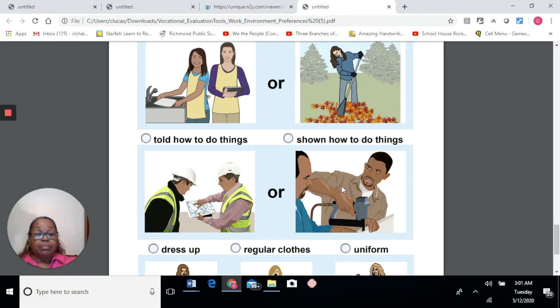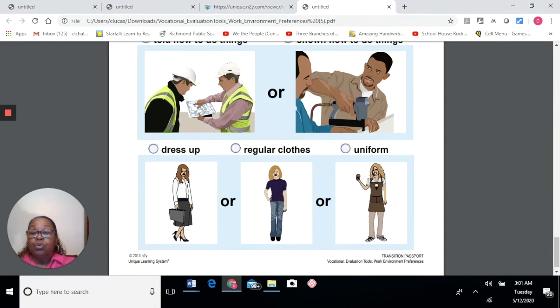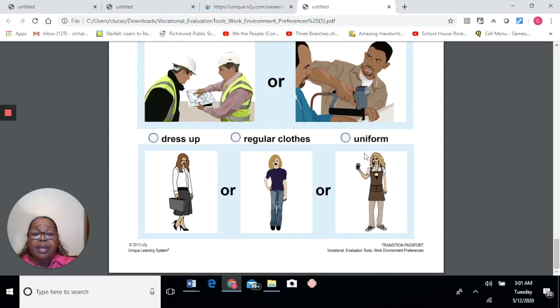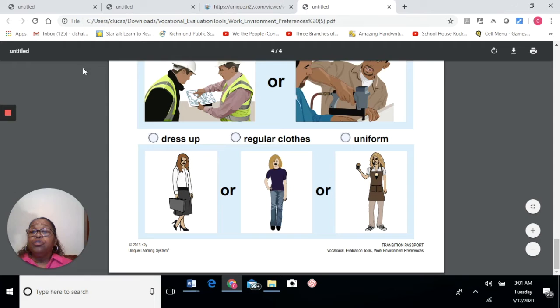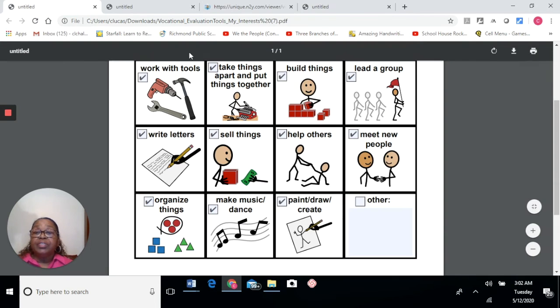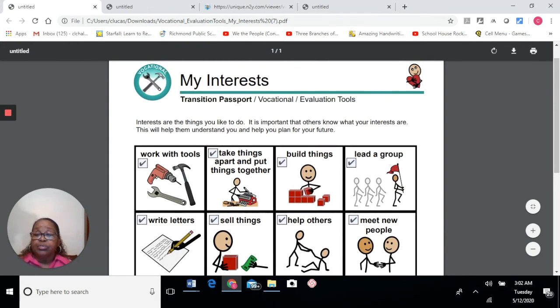Okay. Now, when you go to work, do you want to dress up? Do you want to wear regular clothes or do you want to wear just a uniform? See, these are the types of things that you have to think about. What environment do you want to work in? And it's very important. You have to stop and give thought to these types of things so that you try to get the best job for yourself. All right. Now you've gotten an idea of the environment that you want to work in, and you've also looked at the types of things that you're interested in.